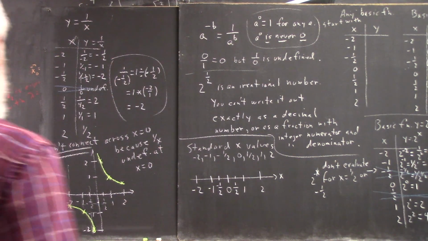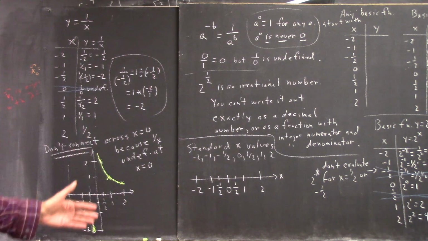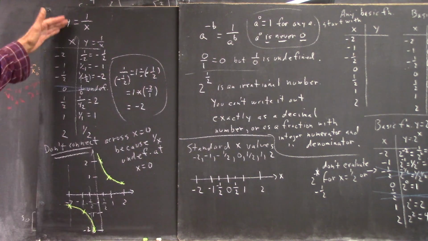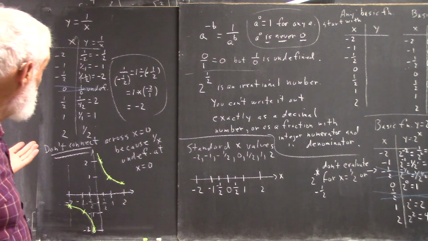Okay, unfortunately, ran out of memory on the memory card, but there's only a little bit left on this one. We'd already calculated the values of 1 over x. And now we plot the points.